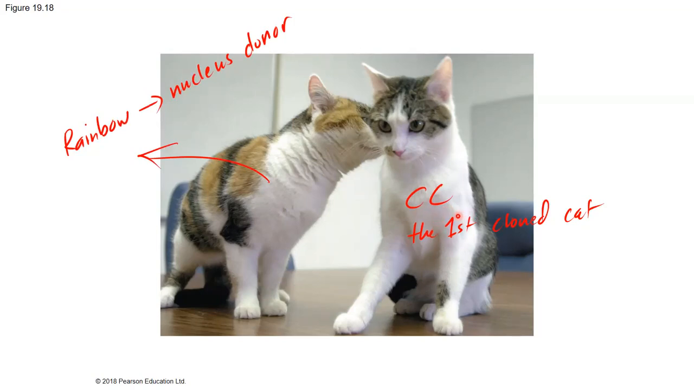And as you can see, both cats are not identical. So look at the fur color. Here we have orange, black, and white, but CC has only white and black fur. So genetically, they are both identical, but phenotypically, they are not, okay? Because there are some other environmental factors that are important in determining the final phenotypes of organisms.